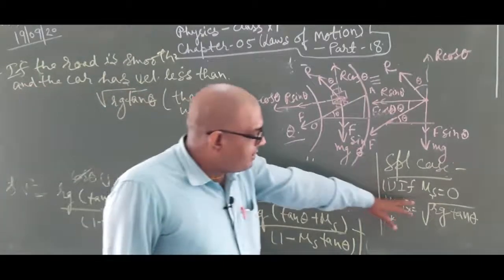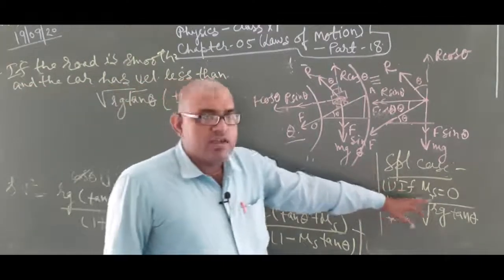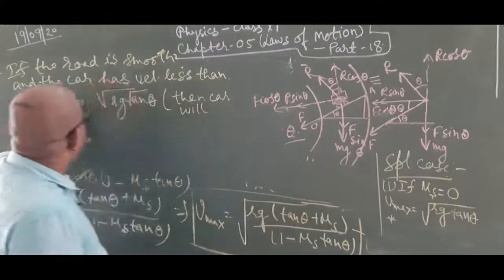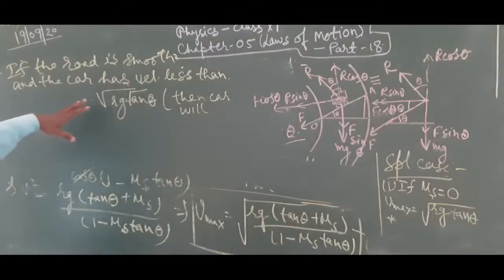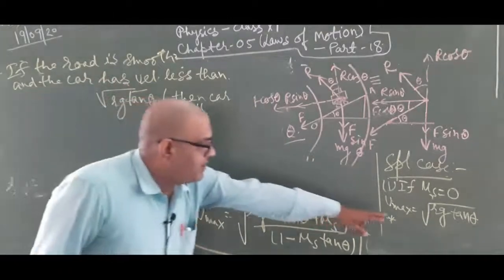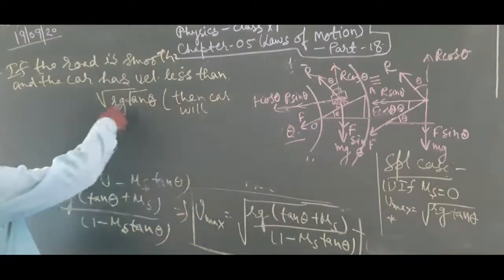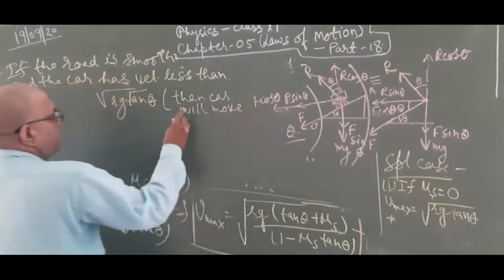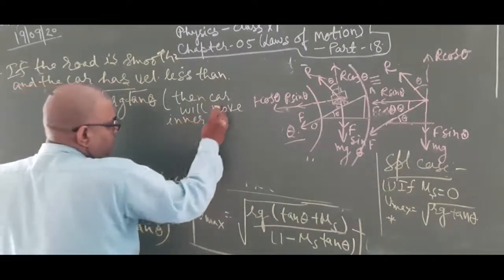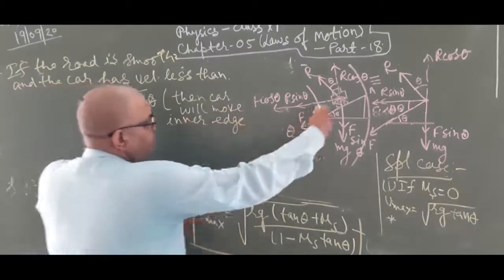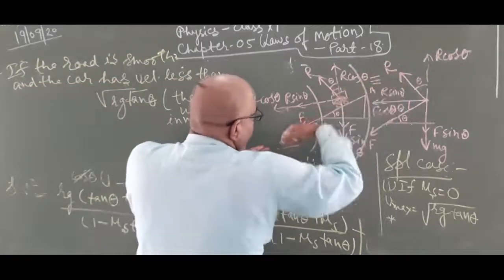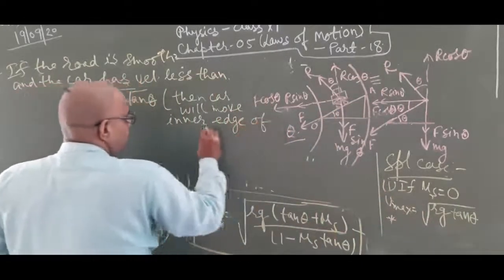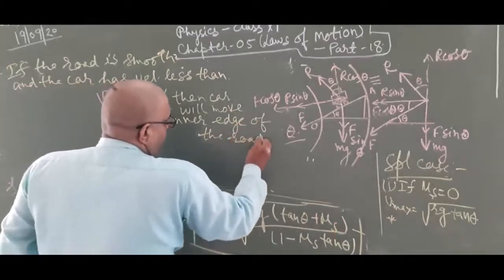Now we have derived the condition when the frictional force is 0: the value of Vmax is equal to root of Rg tan theta. Now, if the road is smooth and the car has a velocity less than Vmax, root of Rg tan theta, then the car will move toward the inner edge of the road. Inner edge, this side.